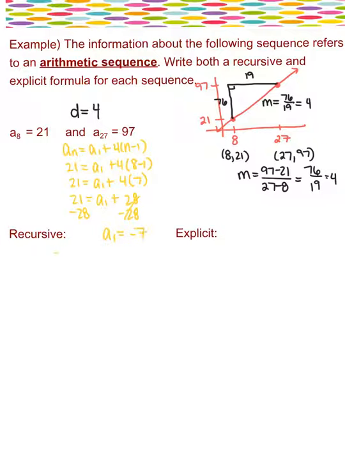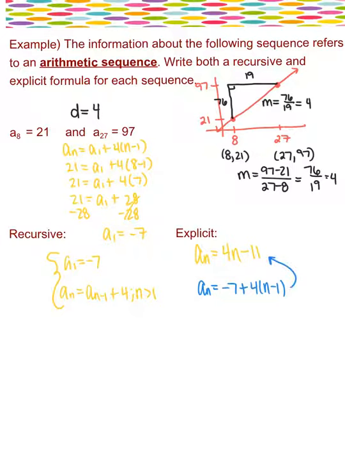So now I have everything I need for that recursive notation. I've got a sub 1 equals negative 7, and a sub n is equal to a sub n minus 1 plus 4, such that n is greater than 1. There's my recursive notation. Now for my explicit notation, I'll have a sub n equals 4 times n, and I need to think about what would the 0th term be. Well, if the first term is negative 7, and I was going back a term, I need to subtract 4. So I'd have negative 11. Or if you wanted, of course, plug it into your formula, you'd have negative 7 plus 4 times n minus 1, and you will end up right there.